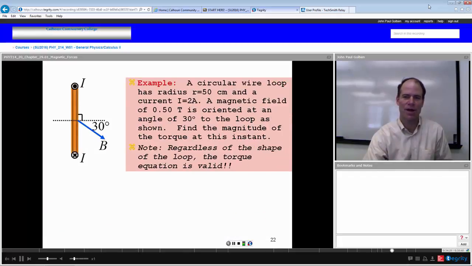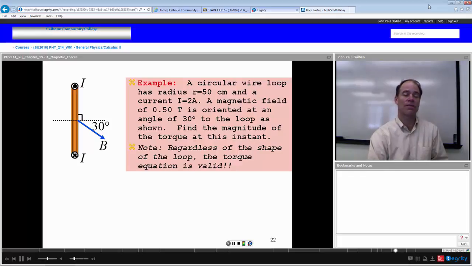Let's try a problem. A circular wire loop has a radius of 50 centimeters and a current of 2 amps. A magnetic field of 0.5 Tesla is oriented at an angle of 30 degrees to the loop as shown. Find the magnitude of the torque at this instant.